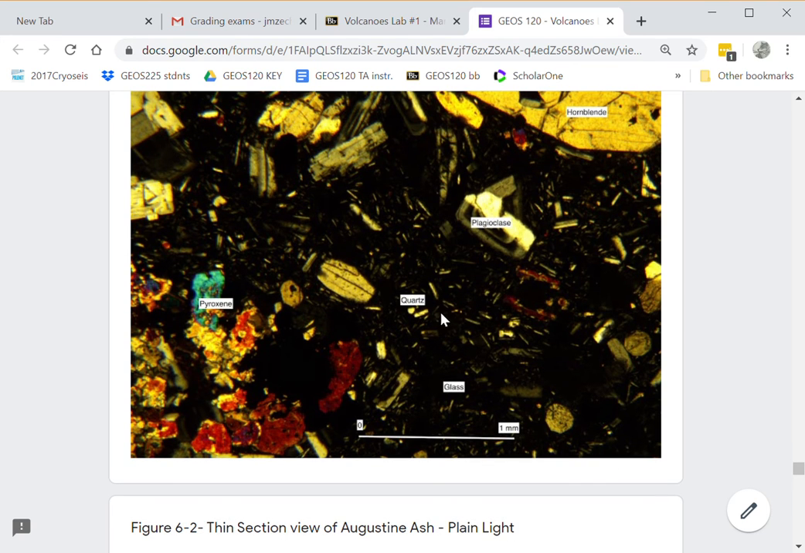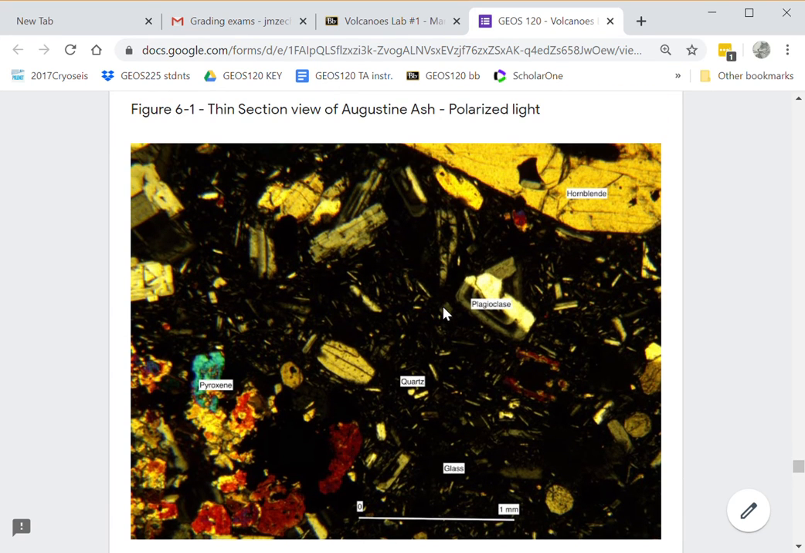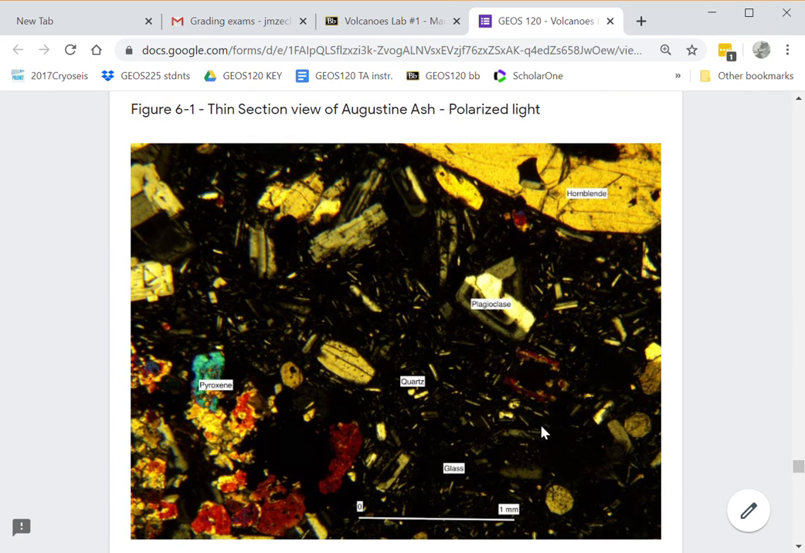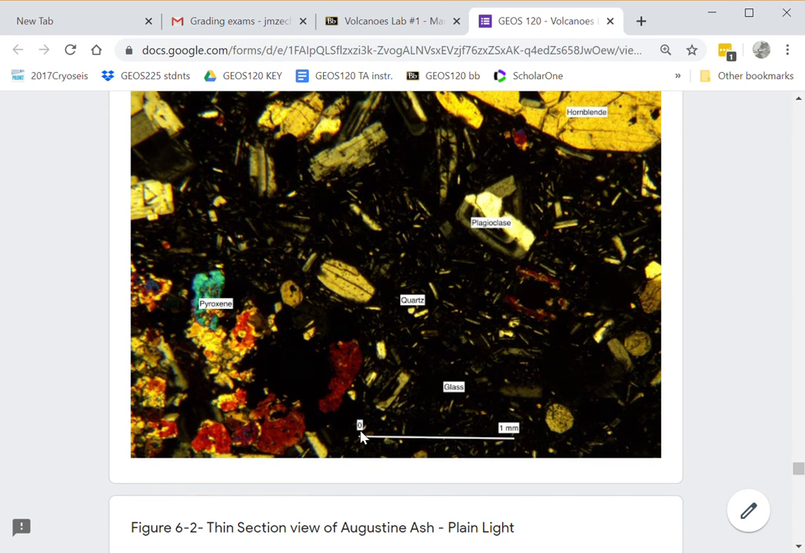You also get to look at some thin sections of some volcanic rock that was spewed out of a volcano, and we assume that the content of the rock is similar to the contents of the ash particles. So you're going to have to look at each of these little particles. These would represent ash particles, and try to decide how big they are. You get a scale down here. This is 1 millimeter right here.